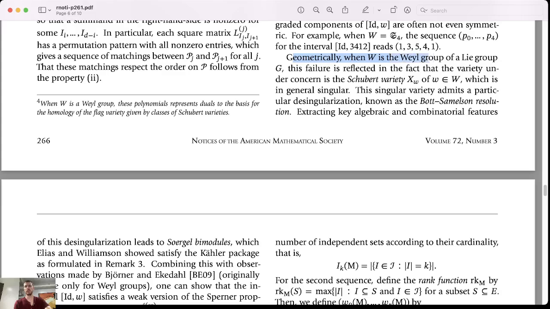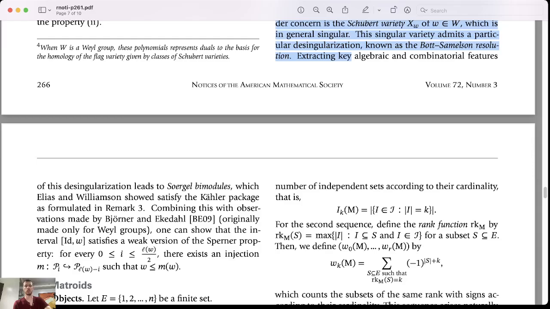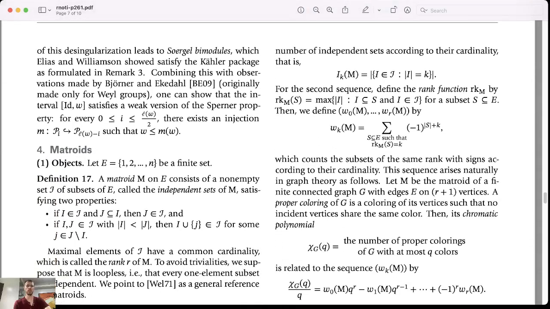Geometrically, when W is the Weyl group of a Lie group G, this failure is reflected in the fact that the variety under concern, the Schubert variety X_w of w in W, is in general singular. This singular variety admits a particular desingularization known as the Bott-Samelson resolution. Extracting key algebraic and combinatorial features of this desingularization leads to Soergel bimodules, which Elias and Williamson showed satisfy the Kähler packages formulated in Remark 3.